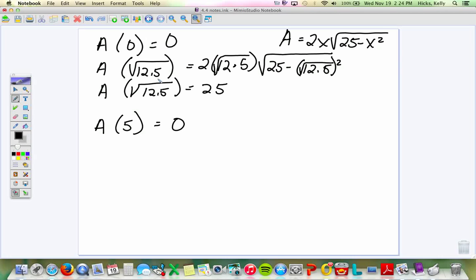Okay, so where is our maximum point? That's what we were asked to find. Well, our maximum area is equal to 25. That would be some kind of units squared. They didn't give us units in the beginning of the problem, but the maximum area is 25 units squared when x is equal to the square root of 12.5.